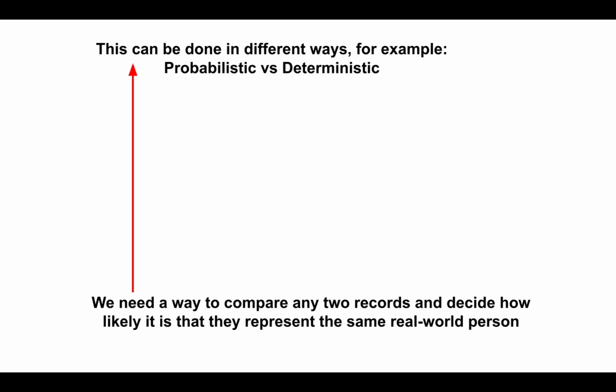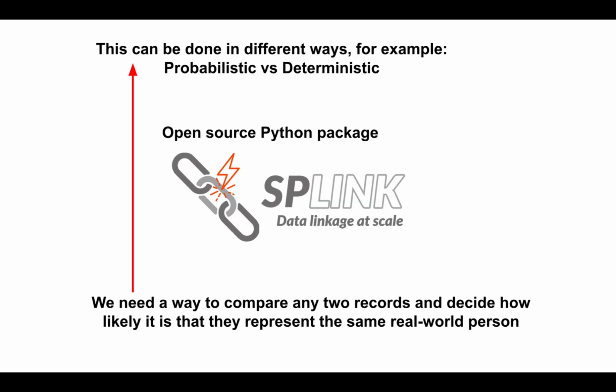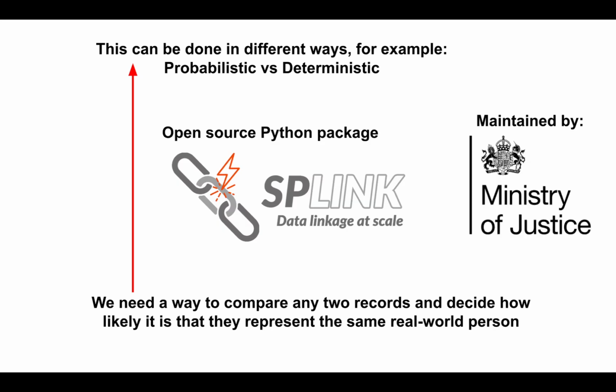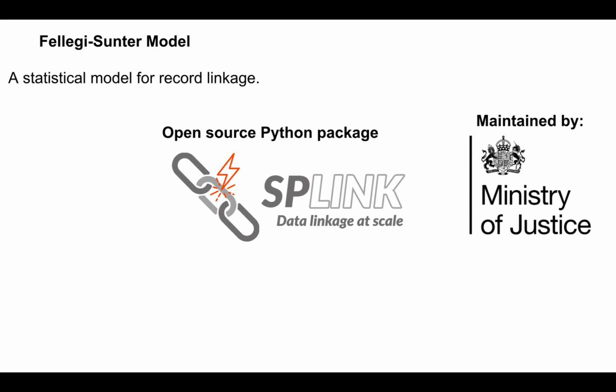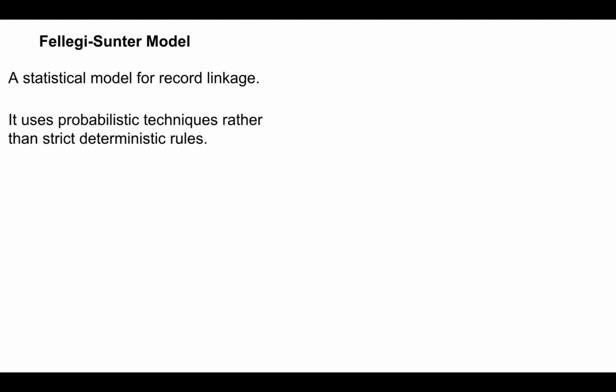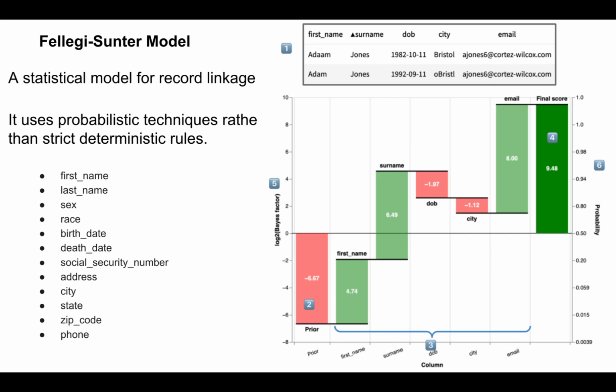If you use deterministic rules, you can predefine rules that define whether or not two records are the same person. There is an open source Python package called Splink that is maintained by the Ministry of Justice in the UK that has such an algorithm for probabilistic matching. It uses something called the Fellegi-Sunter model, which is a statistical model for record linkage. And the way this works is that it uses probabilistic techniques and it takes as input different demographic features available for each record, and then based on those values, it compares two records and determines a probability that those two records are the same person.